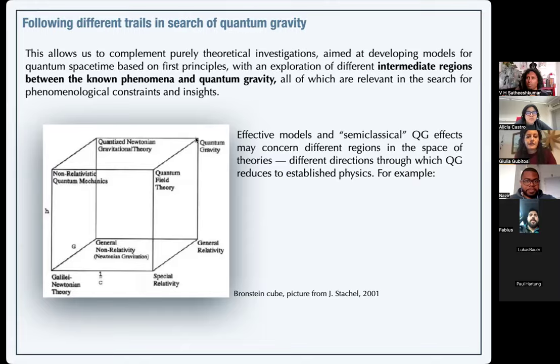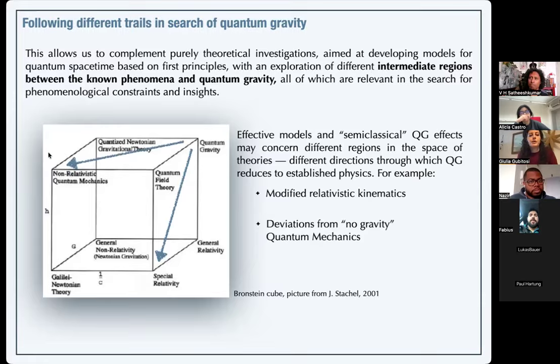And the effective models that one can try and test experimentally do not necessarily refer to this corner. In fact, in most cases they do not, but they refer to somewhere on the faces of the cube. For example, you may want to test deviations from special relativity. That means that you are testing a possible limit of quantum gravity going in the direction of special relativity. So if you get some information about this, then you will know what the limit of quantum gravity in this direction should look like.